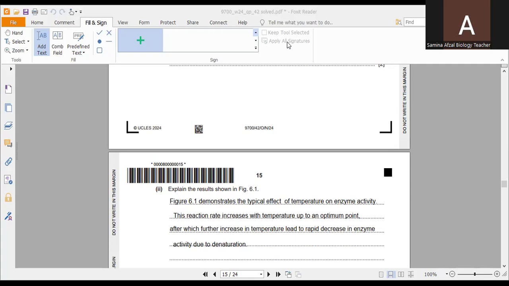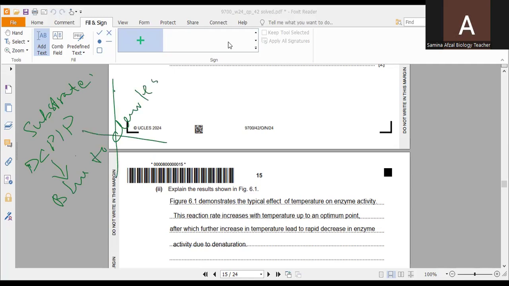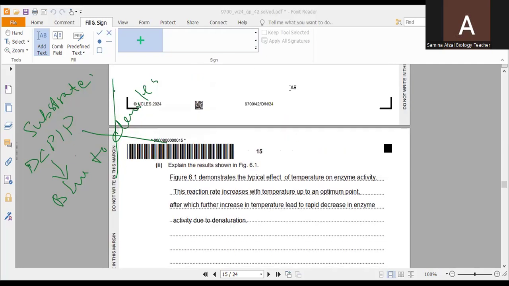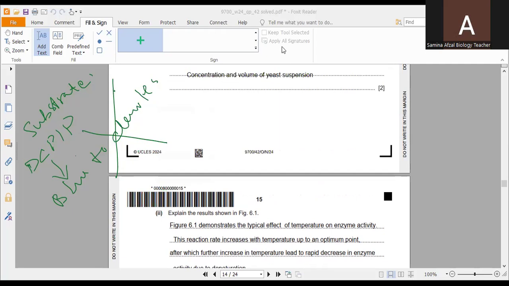DCPIP is the substrate, so its function of changing from blue to colorless will not take place after 40 degrees centigrade. So 40 degrees centigrade is the optimum temperature for it. So that is all about question number 6.